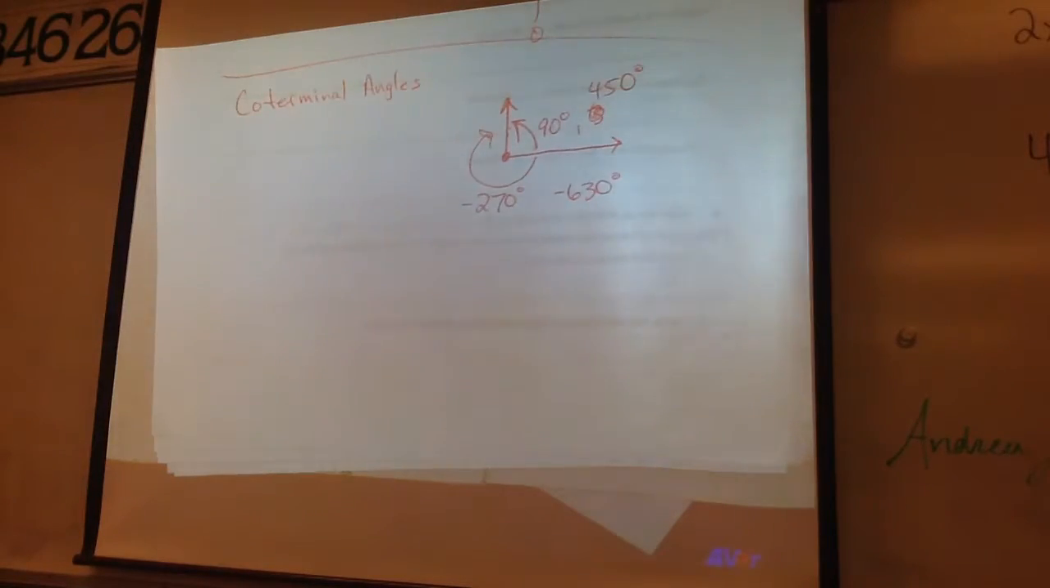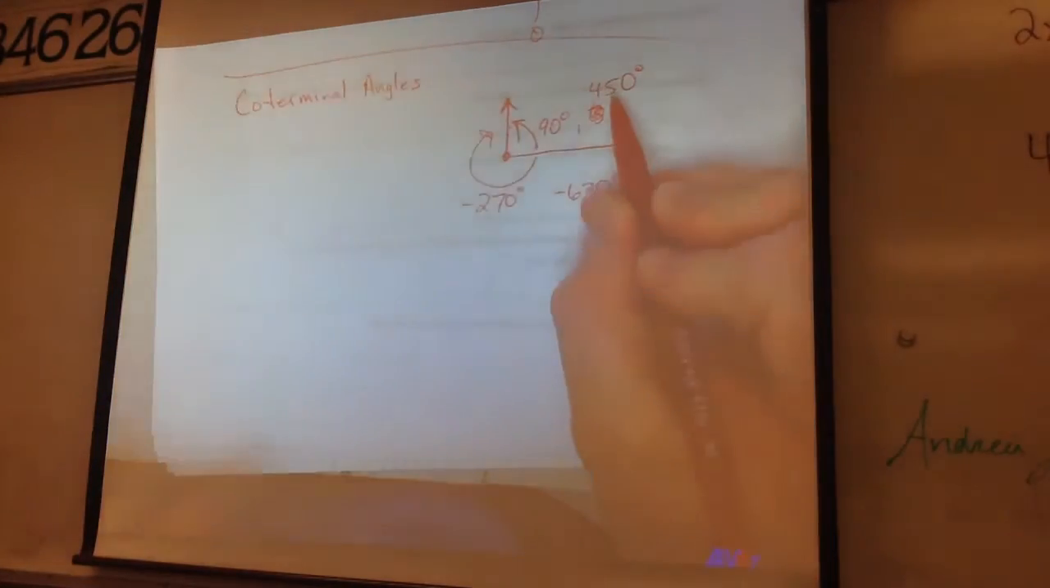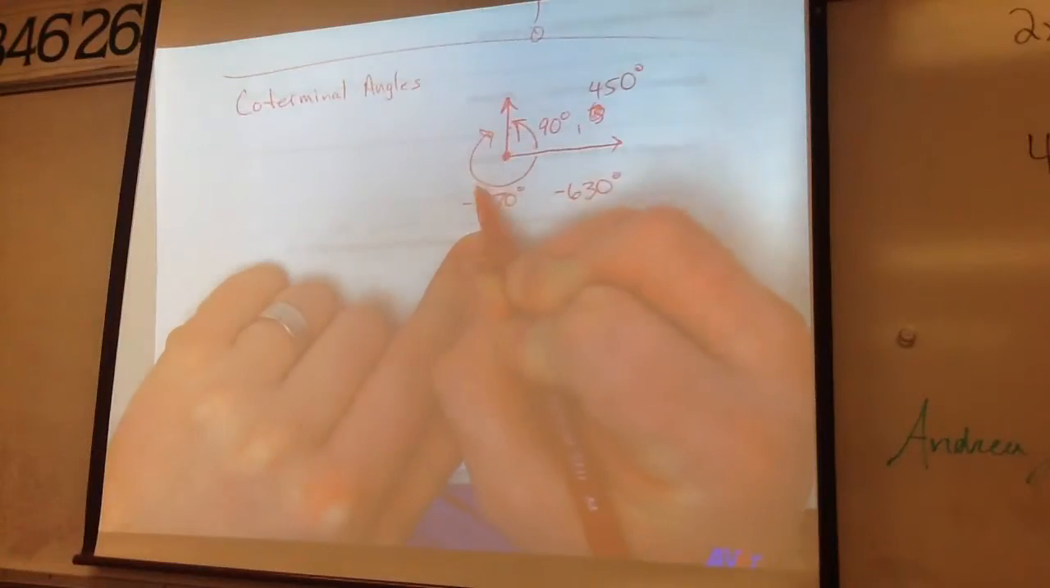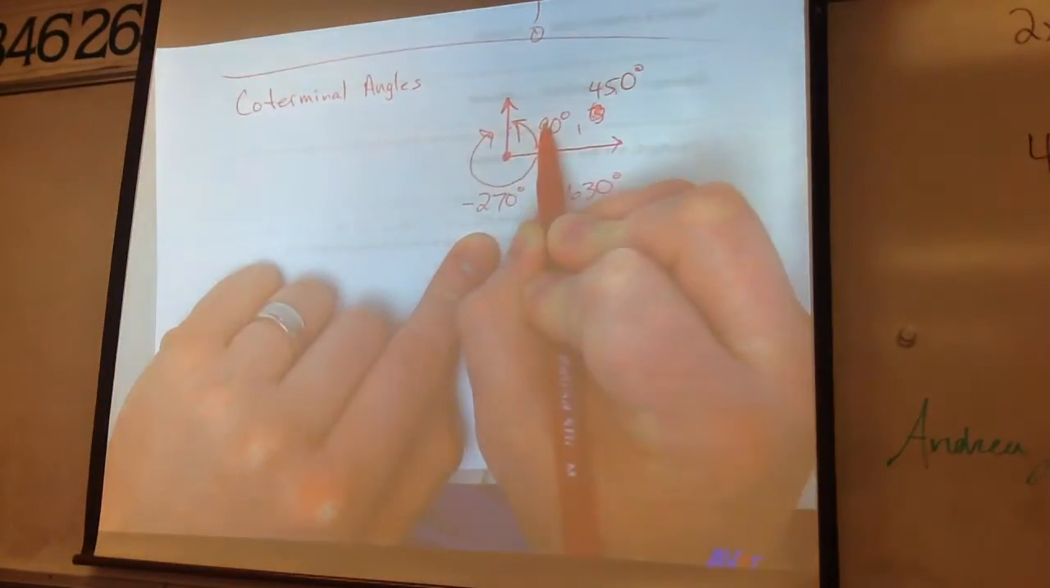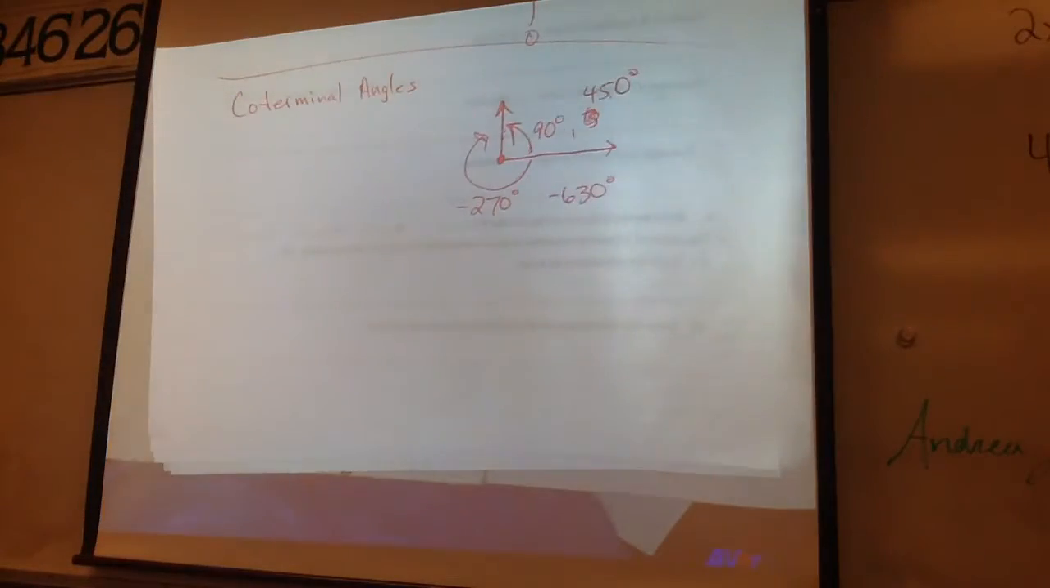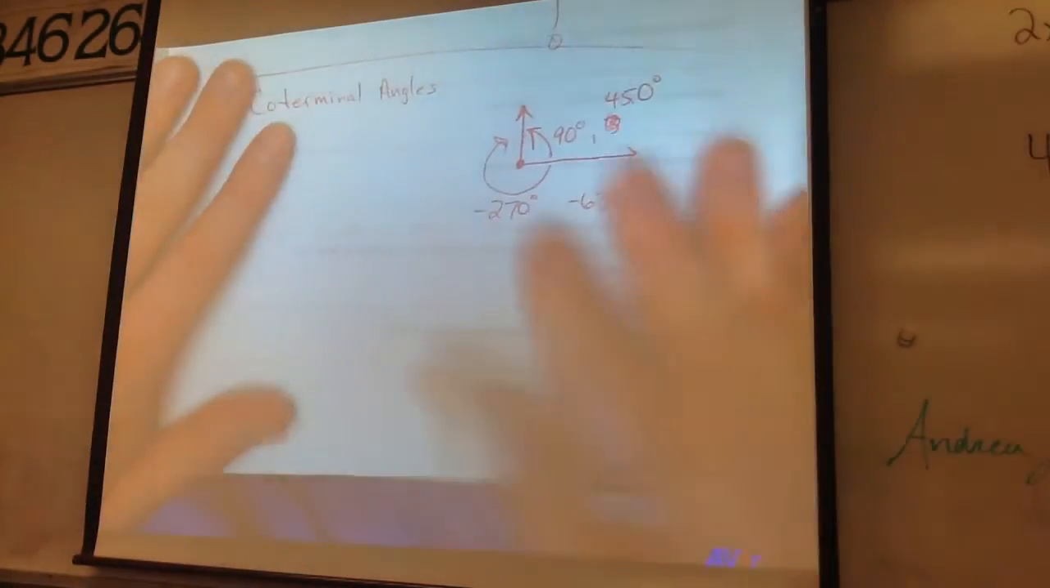For this one, I just went around once. There's 360 plus 90 more, 450. And that's the same as just 90. It lands in the same spot. I should bring a spinner and show it. It lands in the same spot if you go around.